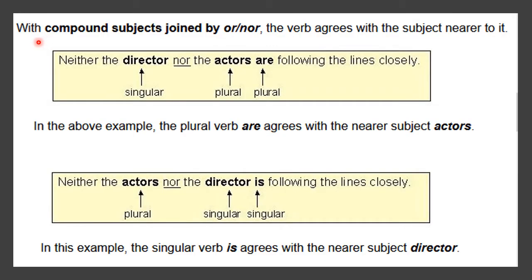Okay, so just now the compound subjects are joined by the word and, but here if it's joined by the word or or nor, the verb agrees with the subject nearer to it. So what is the meaning? So this is the verb. Okay, so the subject that is nearest is this, actors. This word actors is the nearest to this verb. So when you see actors as plural, you use the plural form.